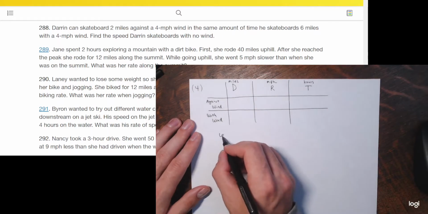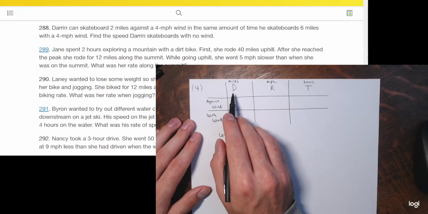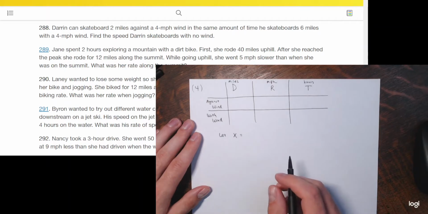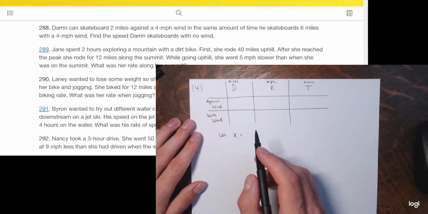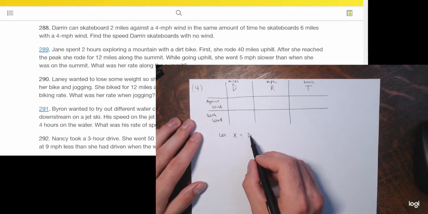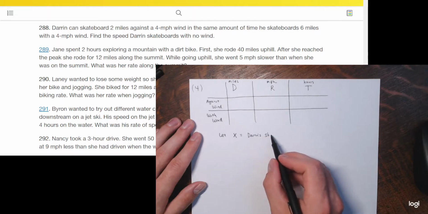And I'm going to let, I already have a D up there. I'll let X this time, why not? It doesn't matter, like I said, as long as you don't use the same letter for multiple things. I'm just going to let X be Darren's skateboarding speed with no wind.